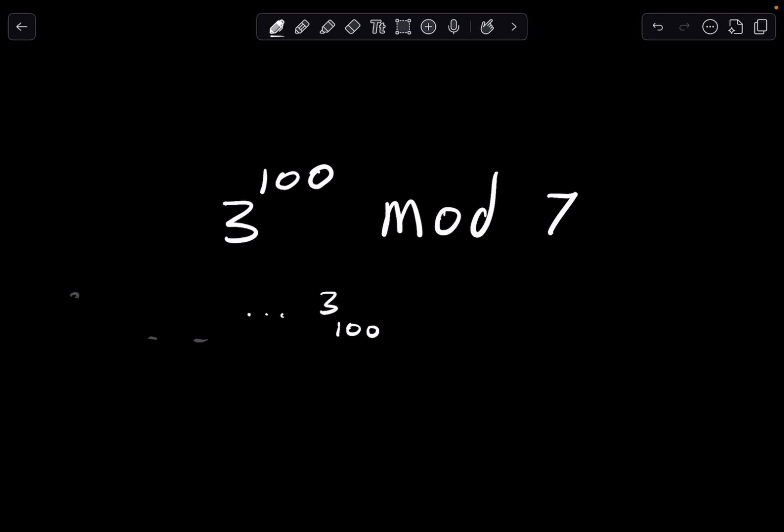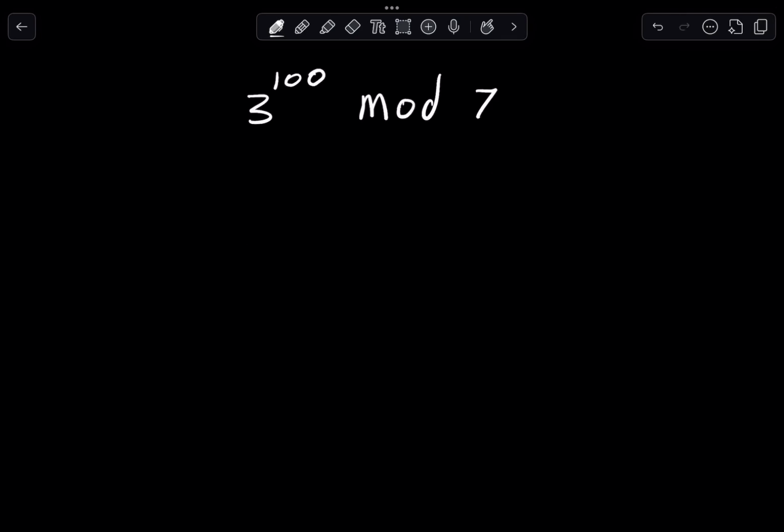However, there's a better way where we use fast modular exponentiation, which will allow us to compute powers much more efficiently. So let's go over how you can do that.